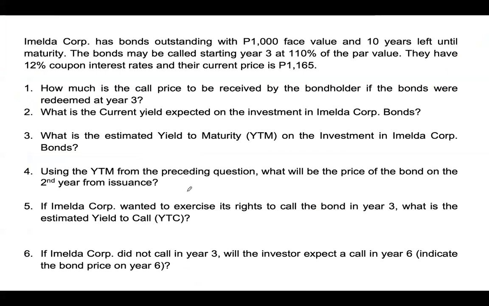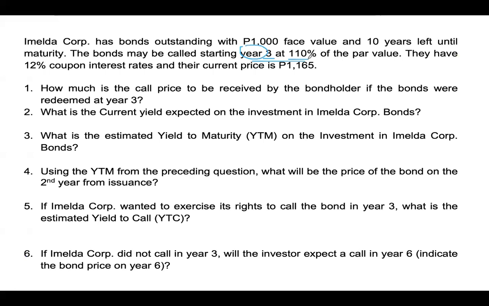We have Imelda Corp, which has an outstanding bond with 1,000 face value and 10 years left until maturity. The bond may be called starting year 3. So this is the call protection period, year 1, year 2. Starting year 3, the issuer may now redeem the bond if it is advantageous on their part. So that's 110% of 1,000. That's 1,100. That's the call price.